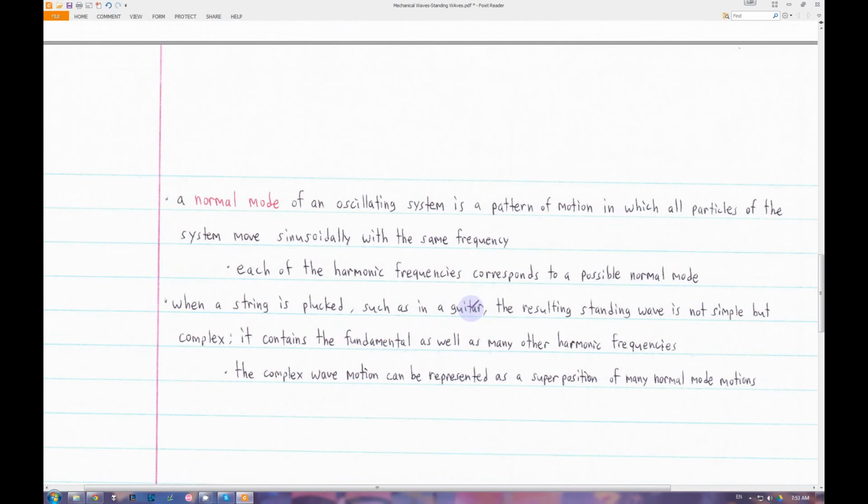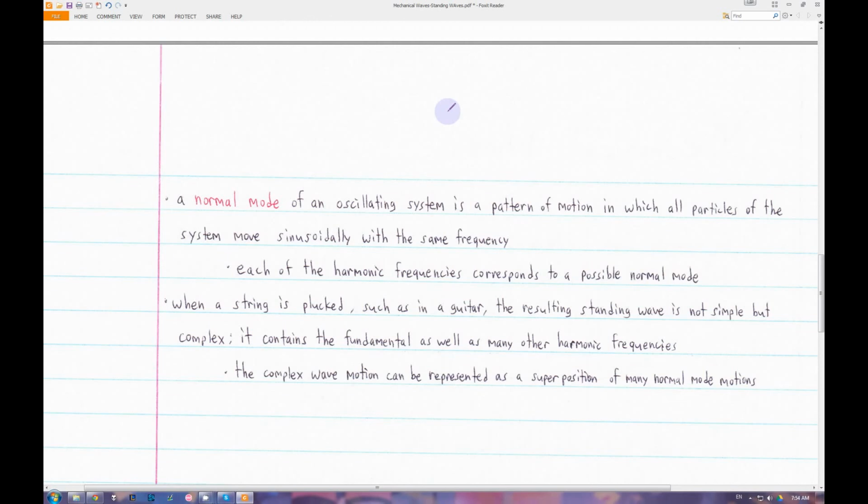So each oscillating system has normal modes, and a normal mode of an oscillating system is a pattern of motion in which all the particles in the system are oscillating with the same frequency. So each of those harmonic frequencies given by the equation above corresponds to a possible normal mode. So a standing wave on a string has basically an infinite number of normal modes. You can make that n in that equation whatever you want. So there are infinitely many harmonic frequencies on a string.